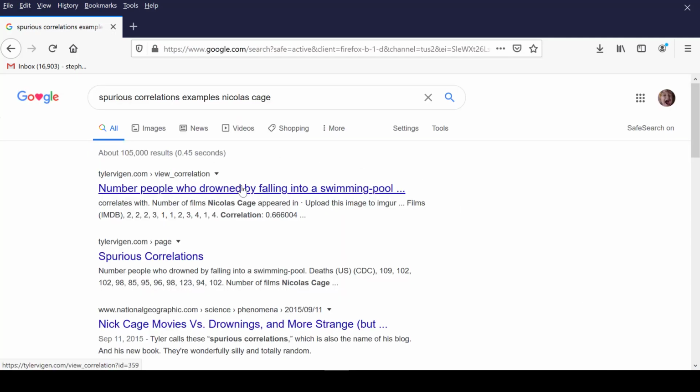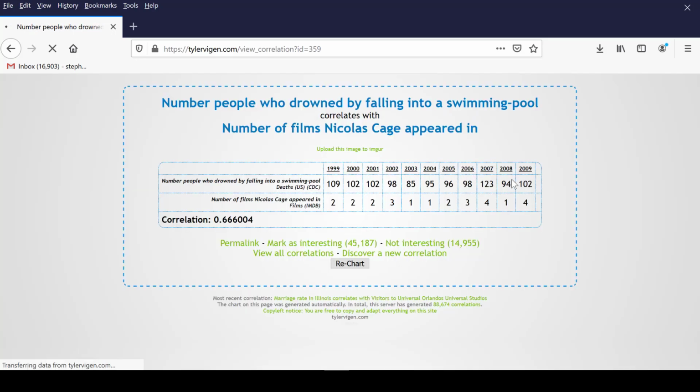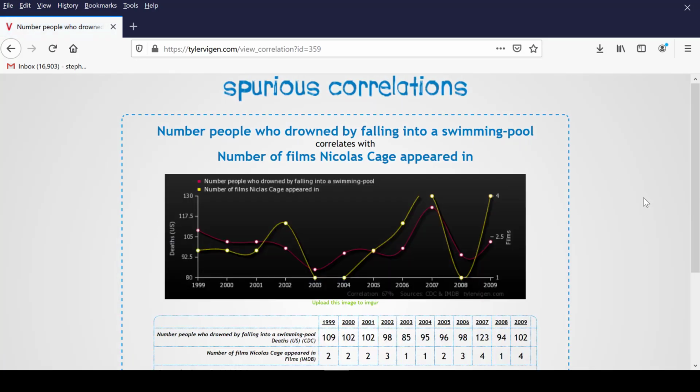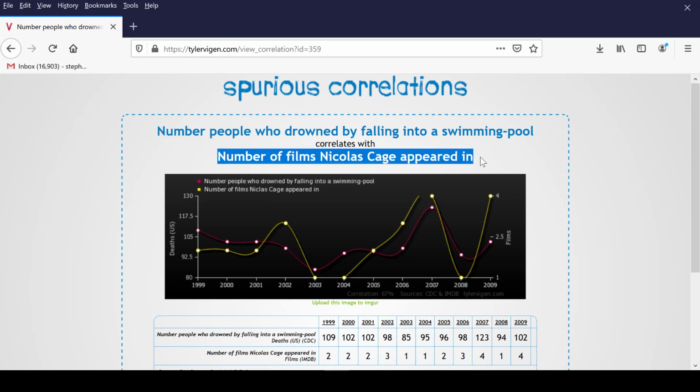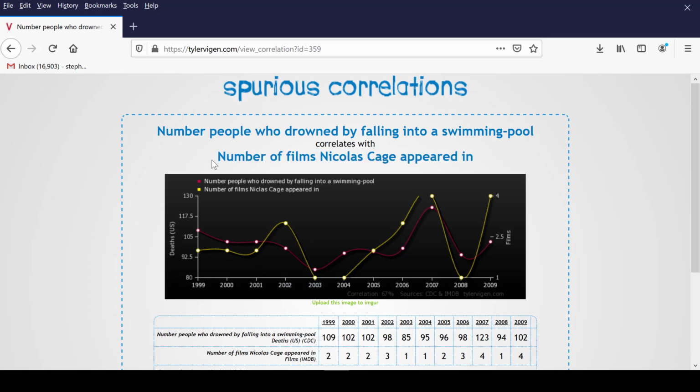And here's another silly example. I don't know why other examples have to do with people dying. I didn't make up these examples. But if you compare the number of people who drown by falling into a swimming pool, that correlates with the number of films that Nicolas Cage appeared in, or at least so says this data. So we might say that this data is correlated, again, not linear, but not causal. Nicolas Cage being in a movie doesn't cause one to fall into a swimming pool, or vice versa.